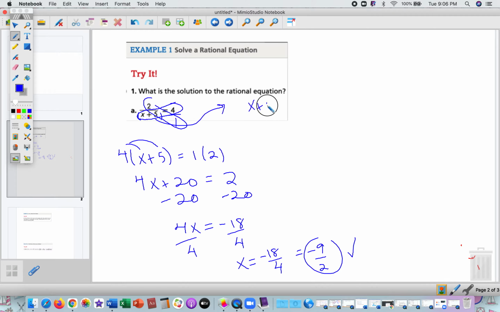If you set the denominator equal to 0, the quantity x plus 5 equal to 0, you get x is negative 5. And as long as we don't have that answer, we're good. Because if we had negative 5 as one of the answers, we'd cross it off and say it's extraneous. Because if you plug negative 5 back in for x, you'd have negative 5 plus 5 is 0, and 2 over 0 is undefined, and you can't have that. Let's look at the next one.